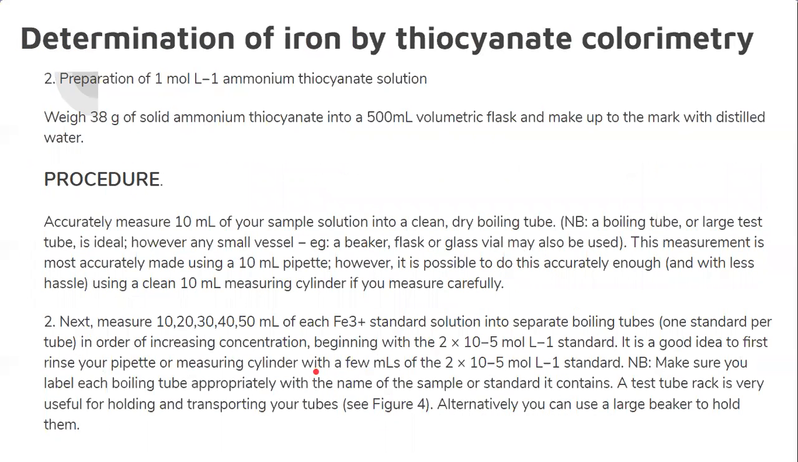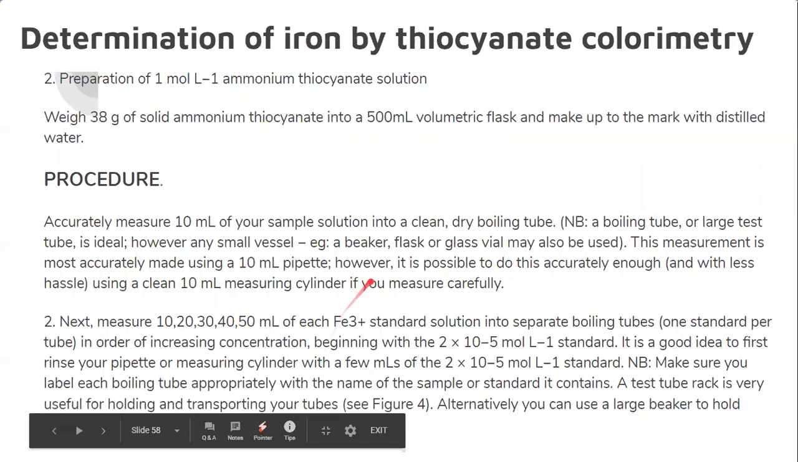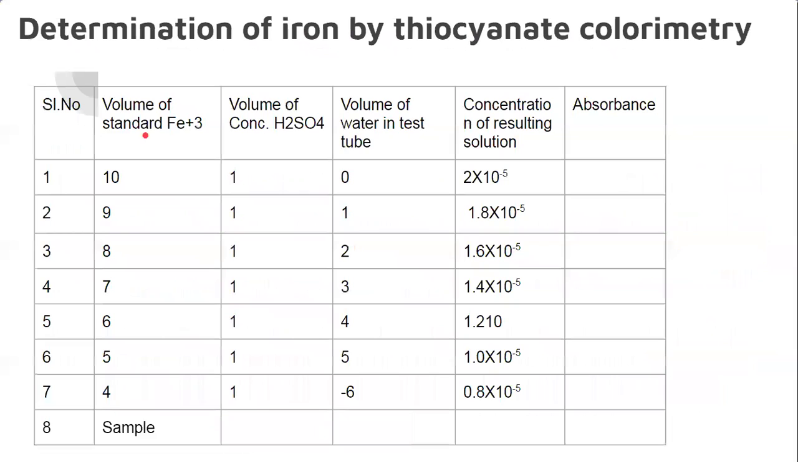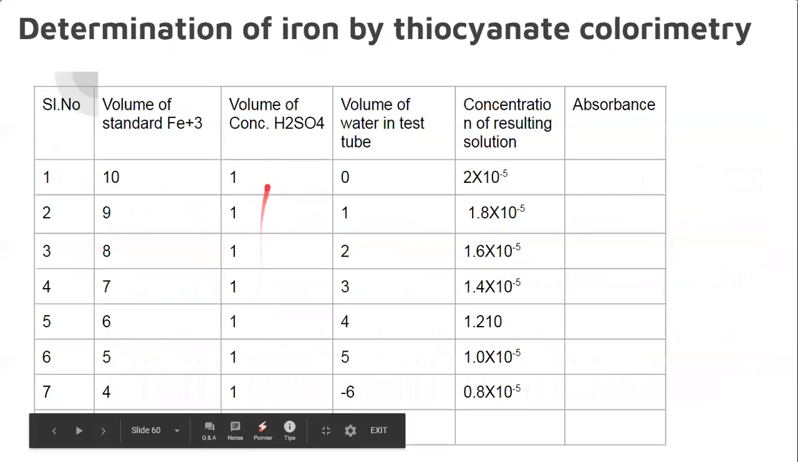And next, the procedure. For that procedure we need to follow this. It is our choice, but generally we are not supposed to take this one. Better to exclude this column. Just these: serial number, volume of standard ferric ion solution, volume of water, concentration of the resultant solution, and absorbance. These five columns are enough. No need to take this one.